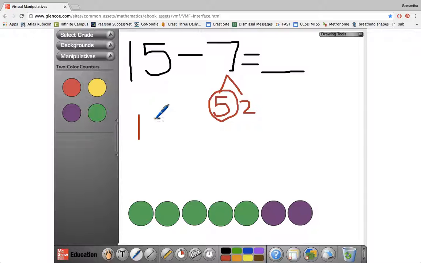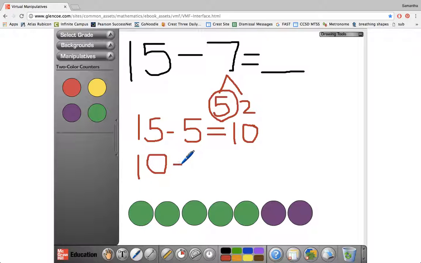So 15 minus 5, that's a part of that 7, equals 10. Now I wanted to take away 7 originally, and I've only subtracted 5 so far, so I have that 2 that's left. So I know that now my new whole is 10, and I need to subtract those extra 2. So 10 minus 2 is another easy fact for me to do.